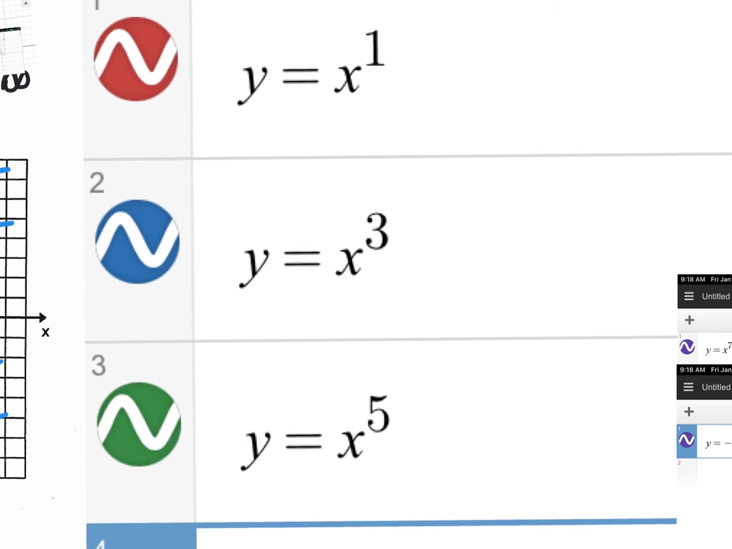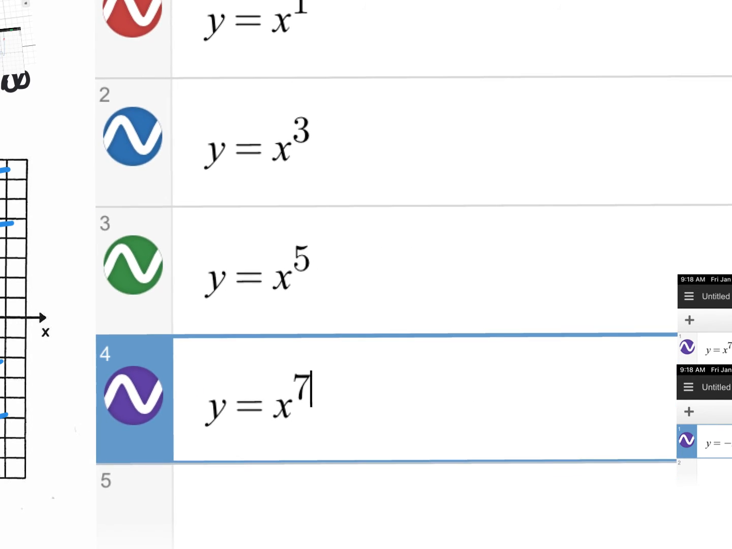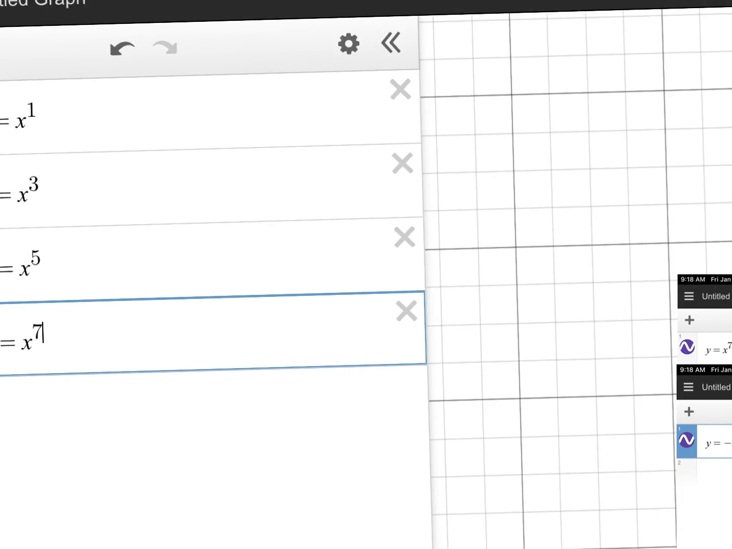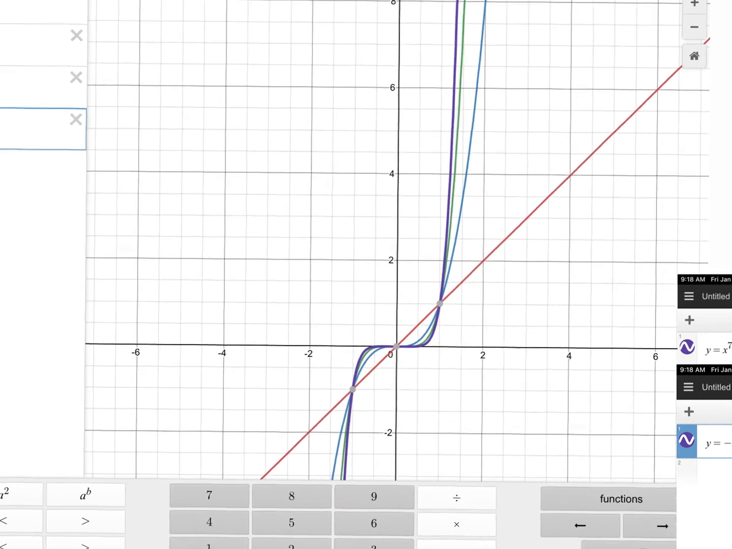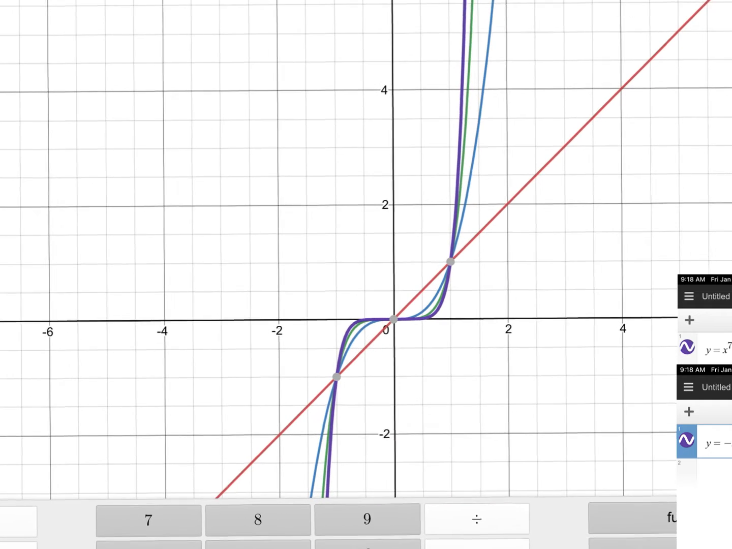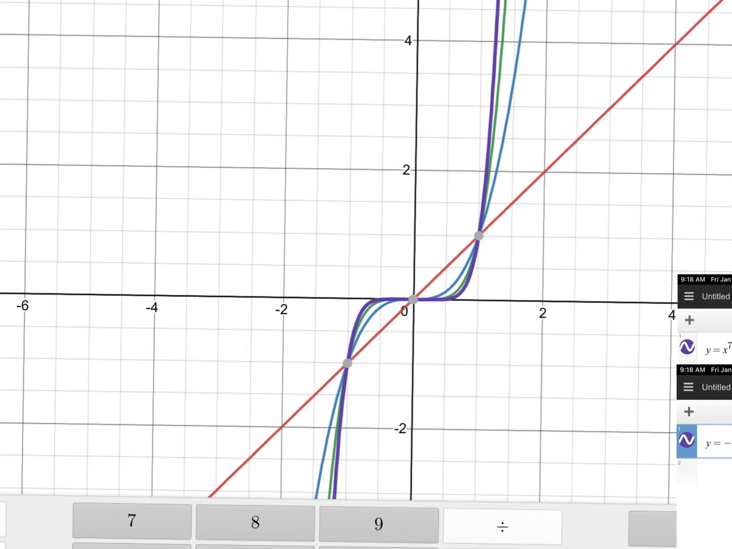But check it out. I did y equals x to the 1, y equals x to the 3rd, y equals x to the 5th, y equals x to the 7th, and all of them end up in quadrants 1 and 3. End behavior is up here, end behavior is down here. That is quadrant 1, that's quadrant 3.